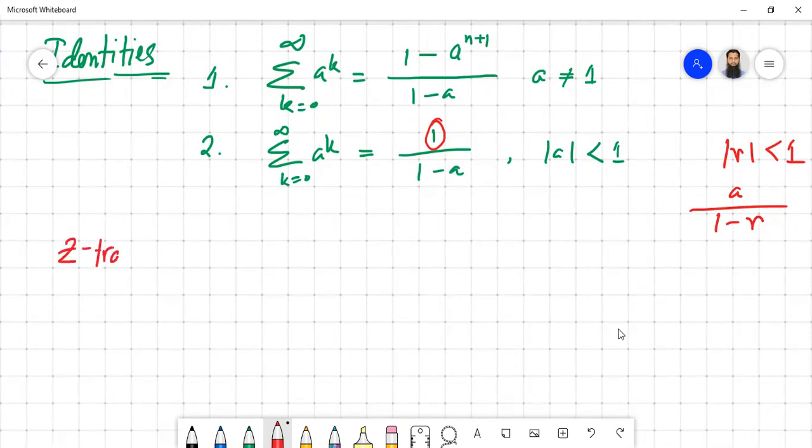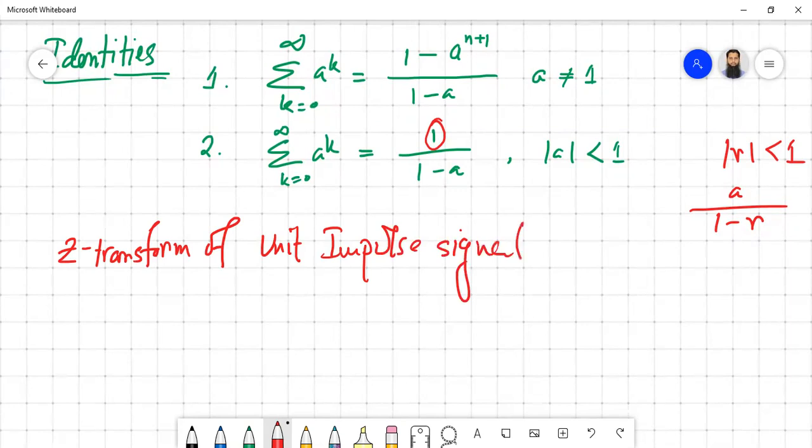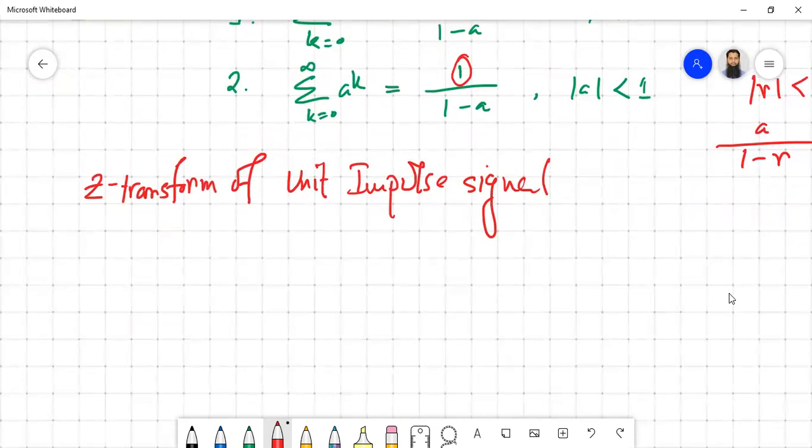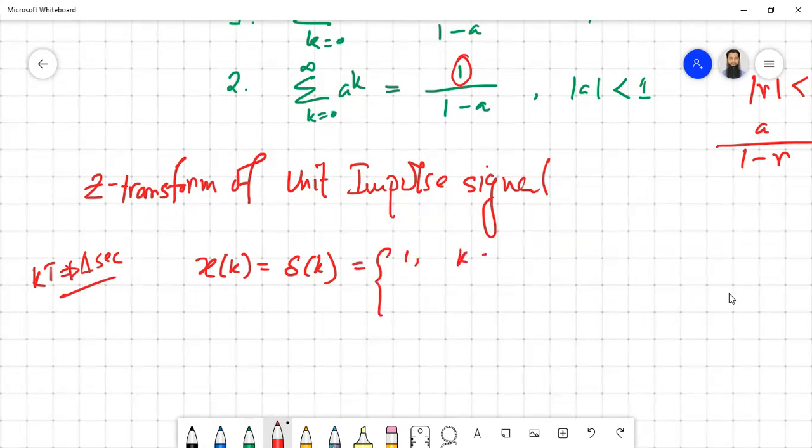Z transform of unit impulse signal. So the definition will be handy here. So UK or XK, whatever you write, is equal to delta K. K can also have T, and T can have a magnitude of 1 second. So ultimately same thing. So this is the definition: 1 for K equal to 0, and for any other value, the magnitude is 0 for any K not equal to 0.